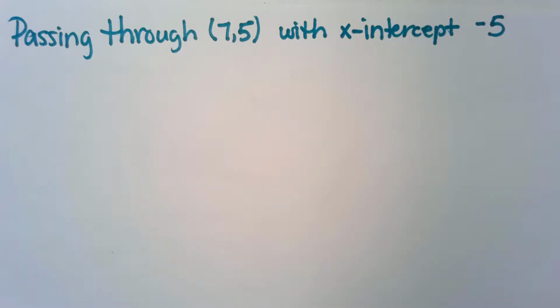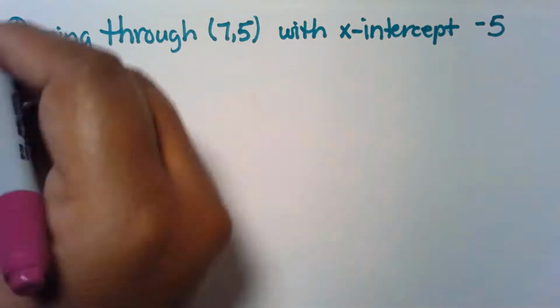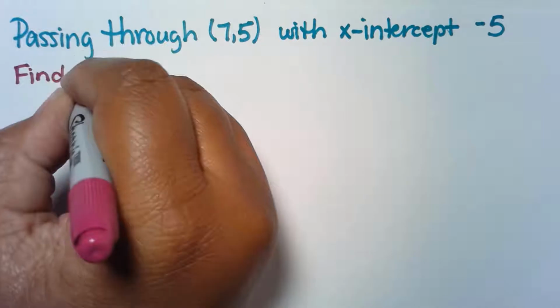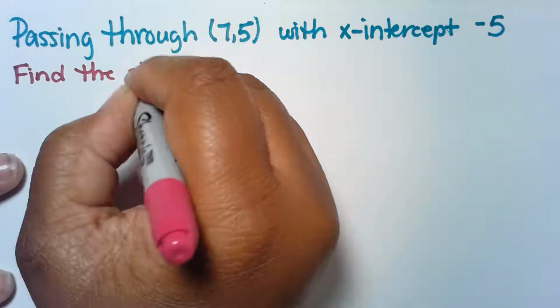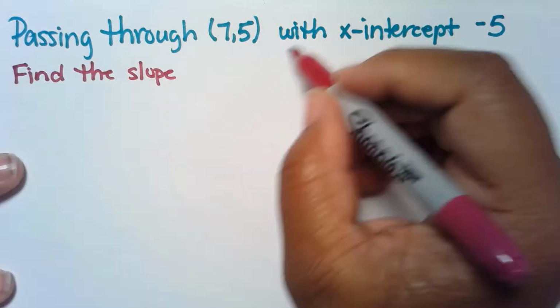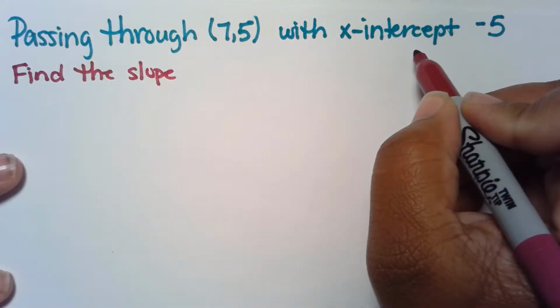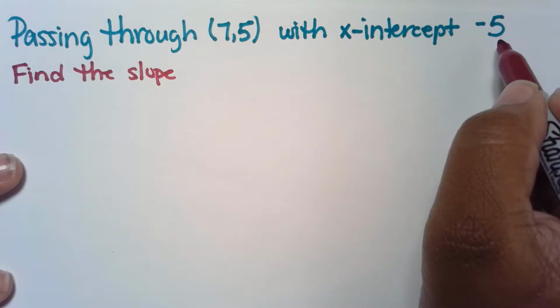So in order for us to write this, given this information, and we want to write it in point slope form, we need to first find the slope. And we want to have two sets of points. Now, how would you write the x-intercept of -5 as an ordered pair?